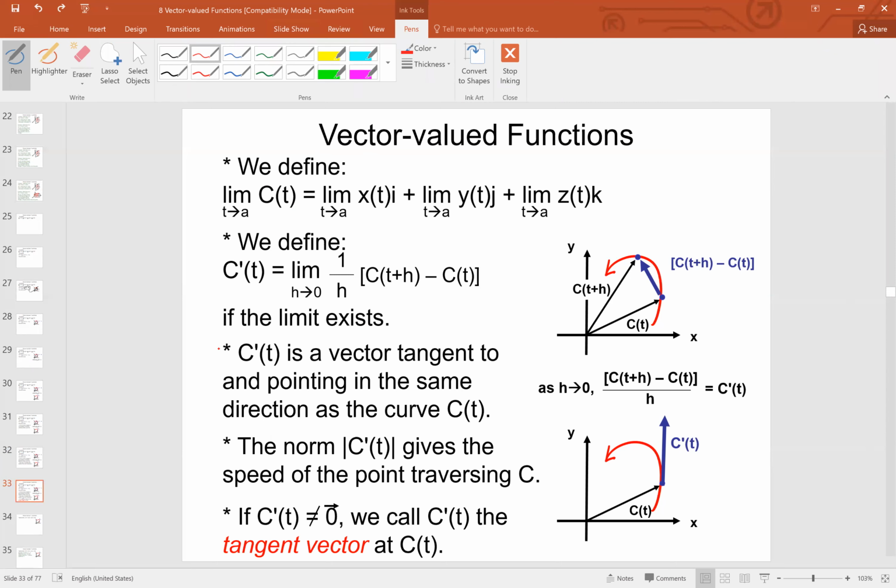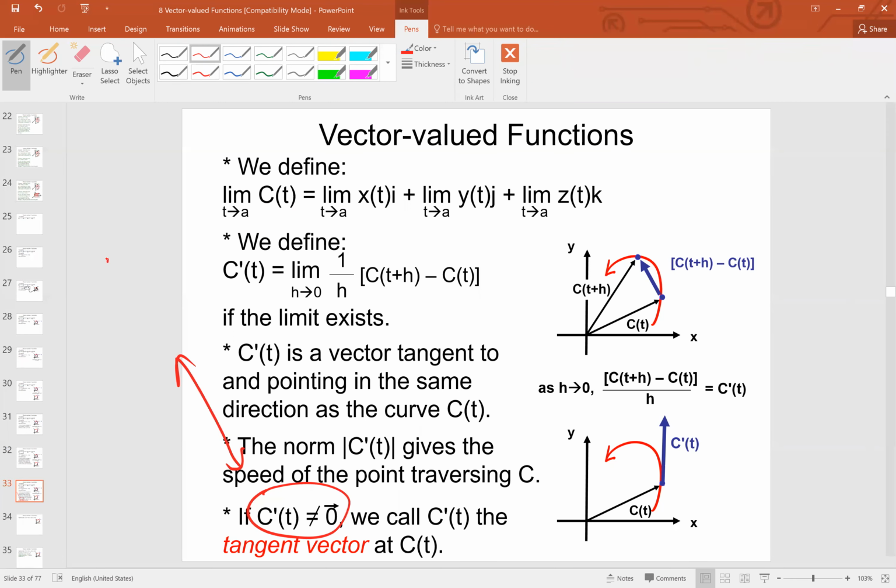It can be calculated very easily. We calculate the components x prime, y prime, z prime. But there's one thing you have to be careful about. We only say the point at time t is differentiable, or has a tangent vector, for vector valued functions when the tangent vector is not 0, because the zero vector has no direction, so it cannot act as a geometric tangent vector.